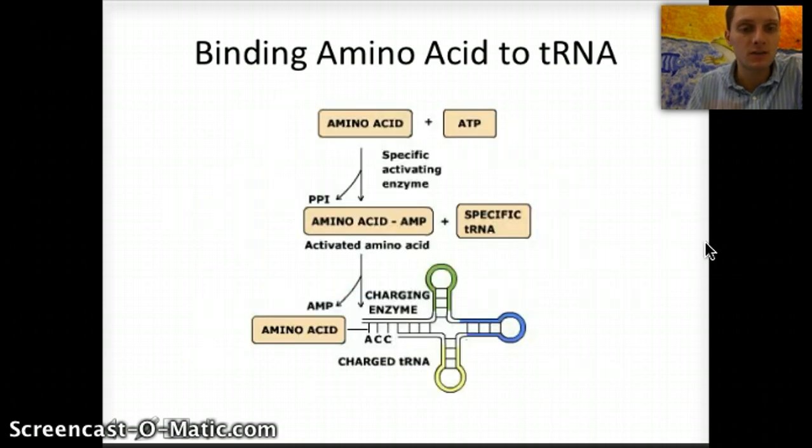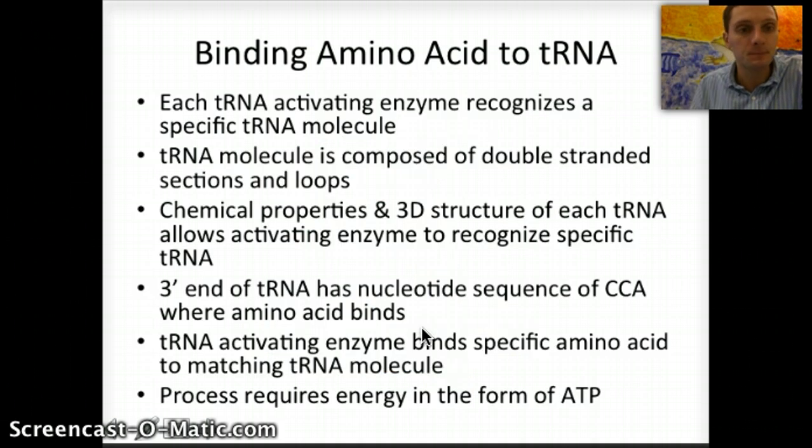So here's another image to look through this. The amino acid, again, plus ATP has a specific activating enzyme. We lose two phosphate groups, and so we have amino acid plus the AMP. A specific tRNA comes along, the AMP is released, and we have our charged tRNA molecule with an amino acid that's connected to a specific tRNA. Let's look at these steps a little more closely, written out.